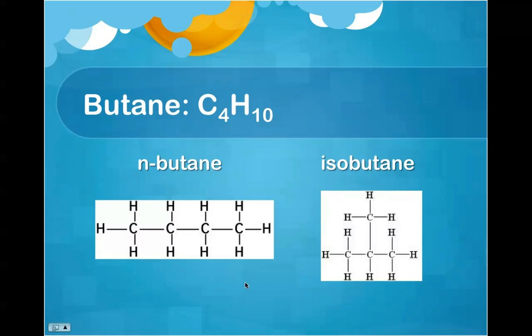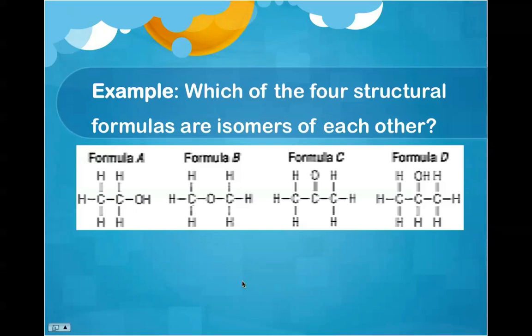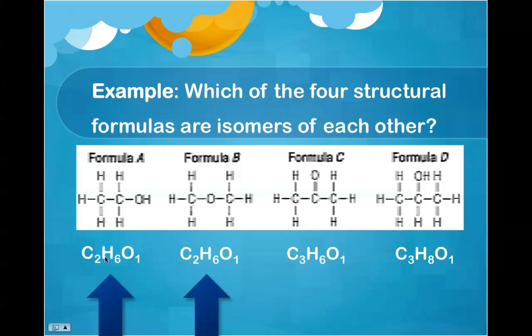They have the same exact molecular formula, but because their structural formulas are different, they have different physical and chemical properties. So which of the 4 structural formulas are isomers of each other? Take a second and try it out. The strategy that you would want to use is determining their molecular formula, so adding up the numbers of carbons, hydrogens, and oxygens. Even though they have different structural formulas, formula A and B have the same molecular formula. So these would be considered isomers of each other.